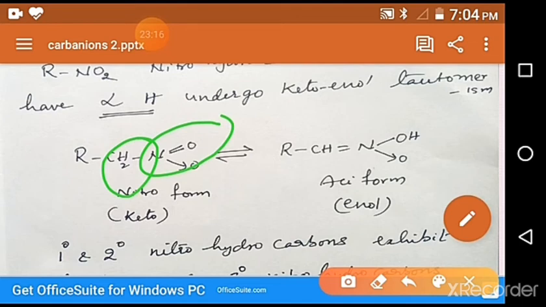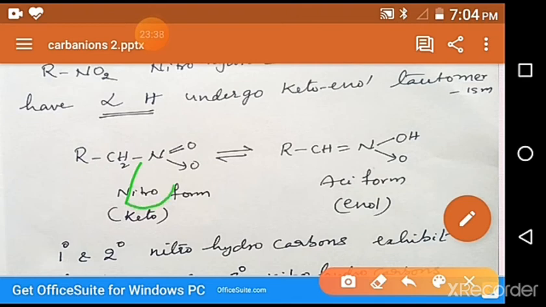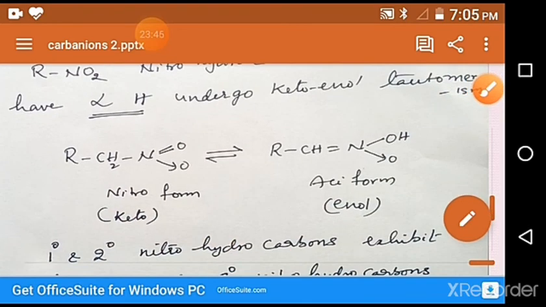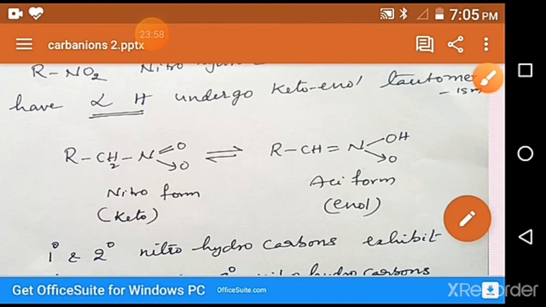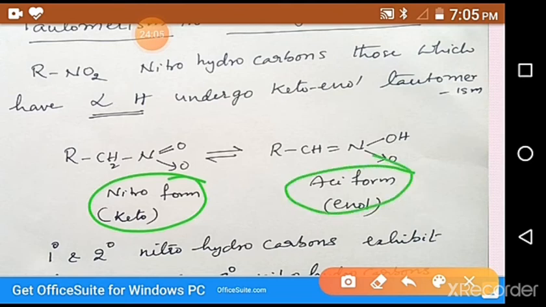So what happens? This hydrogen shifts from here to here. The double bond shifts from here to here. That's why these two are tautomers. This one and this one are tautomers. It is similar to the keto form, not exactly the keto form. It is called the nitro form. Okay, this is the nitro form. This is the aci form, the enol form.